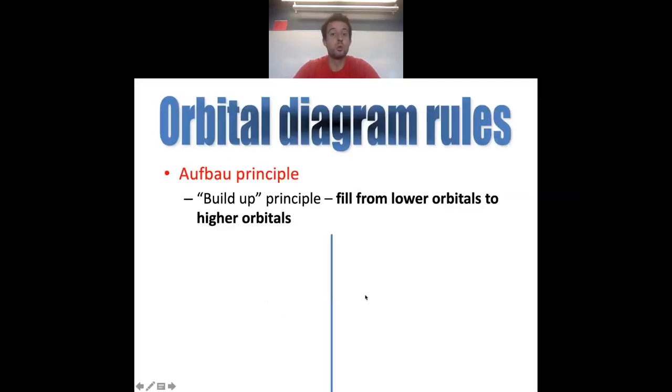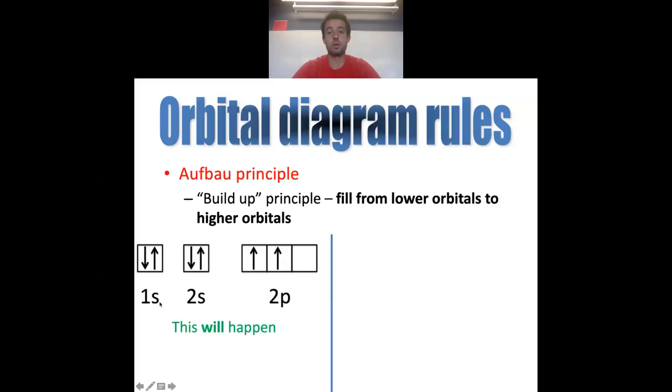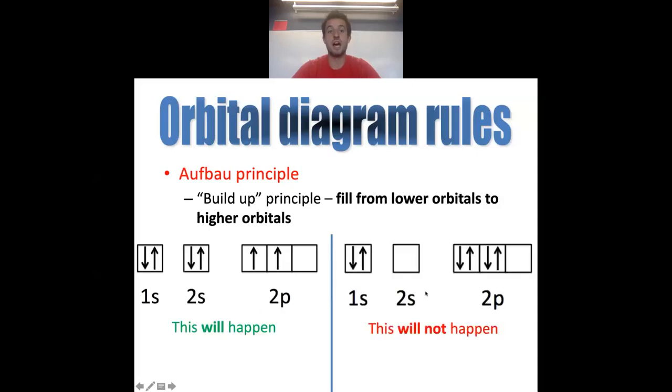Cool. Okay, so here are some rules. The names of these rules aren't super important, but it is important for you to know what to do and what not to do. So you'll notice in this slide here, I have a little area of what will happen and a little area of what will not happen.